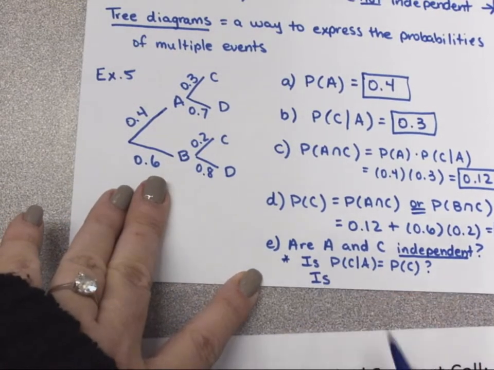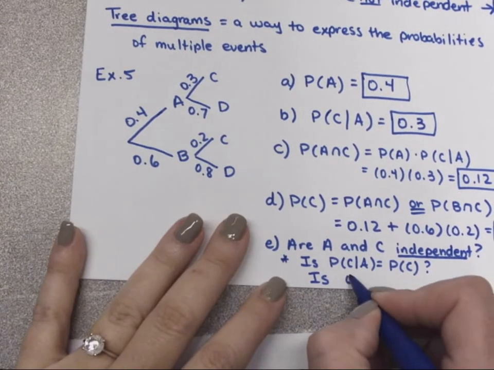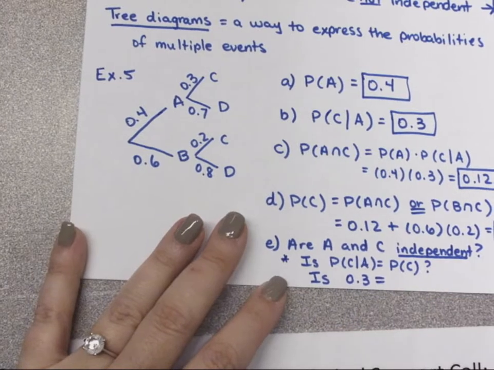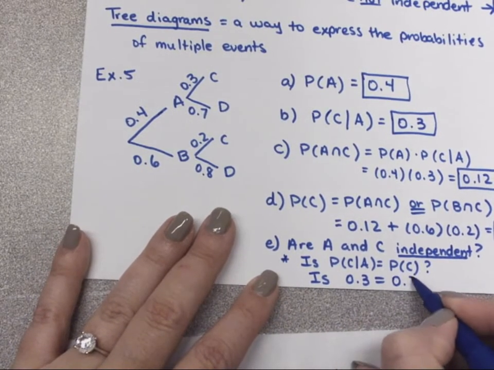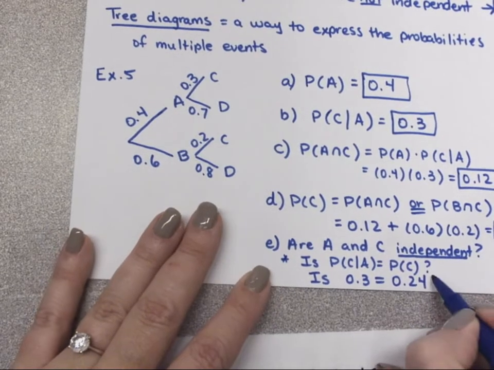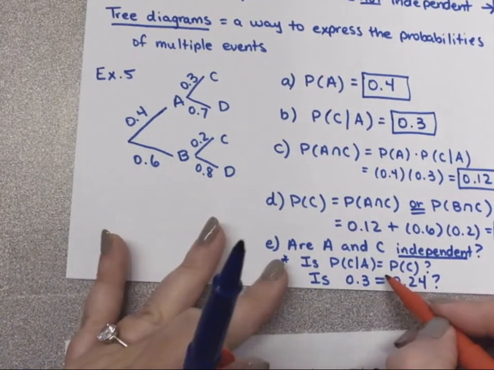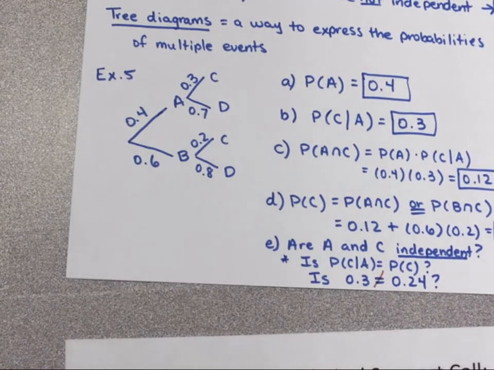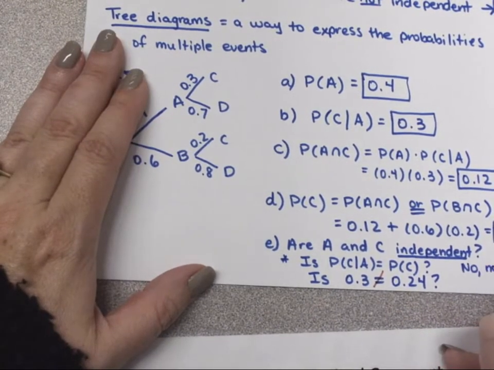So let's look back up at our choices, because we actually have both of these quantities already figured out, right? What was the probability of C given A in part B? 0.3. And then what was the probability of C in part D? 0.24, right? And what do you notice here? These are not equal, right? So what does it mean then? It means no, they're not independent.